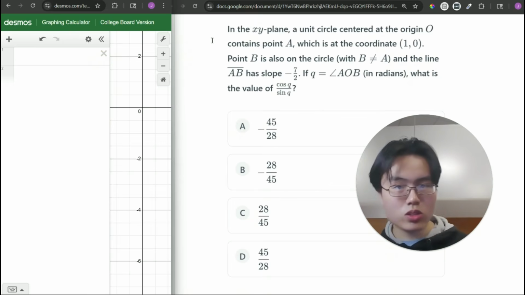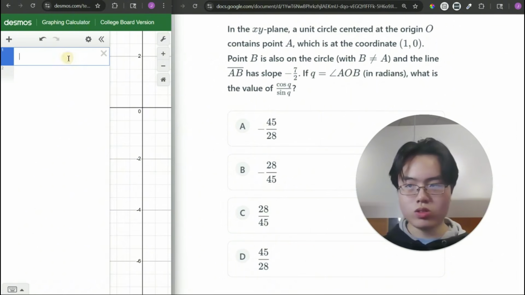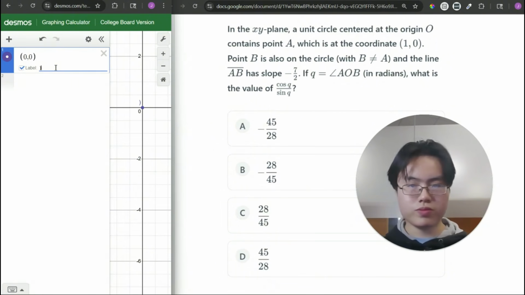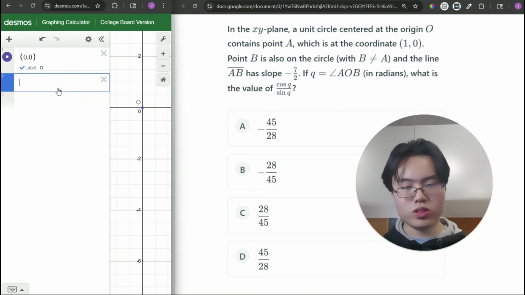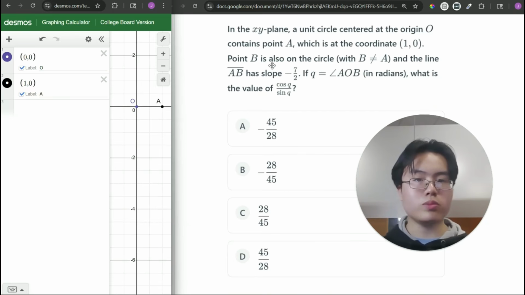Let's go over this. So in the XY plane, a unit circle centered at the origin. Oh, let me label these just so you can follow along. So here is O, okay. Contains point A, which is at the coordinate (1, 0). Because there are these two points, point B is also on the circle, and we know B does not equal A, so it's not the same point as A. And the line AB has this slope.